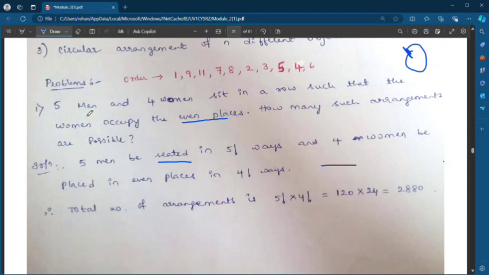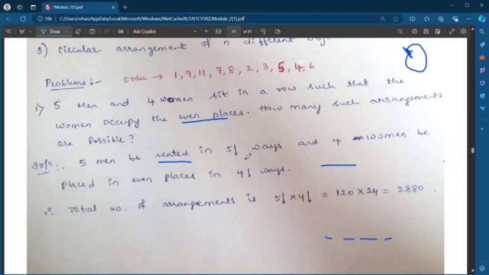What I was explaining is what we have here: 5 men and 4 women sit in a row such that, so they are sitting in a row. Women can sit in any of the places. But we are not bothered about how many places there are; here, according to how many objects there are, we'll do it. The objects are 5 men and 4 women. So how many such arrangements are possible?